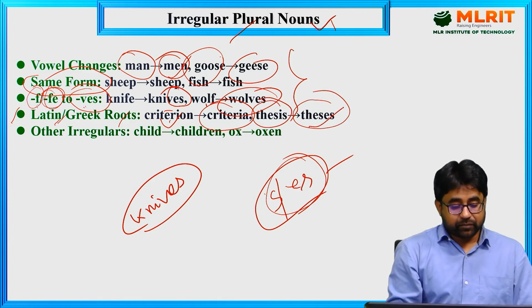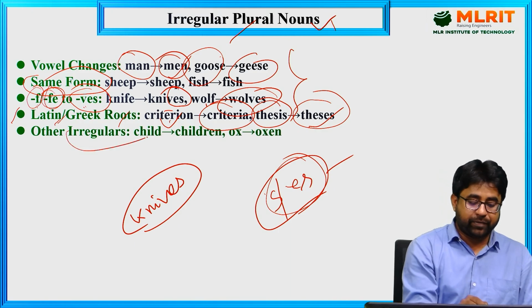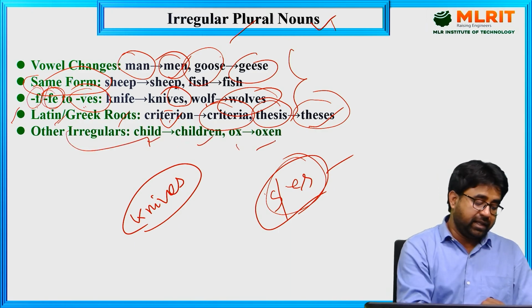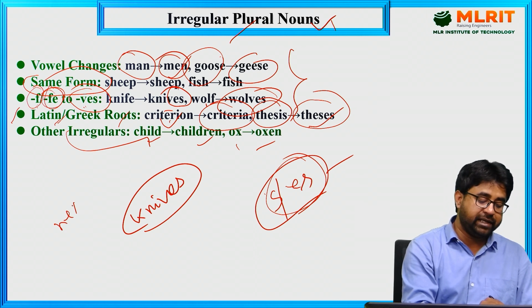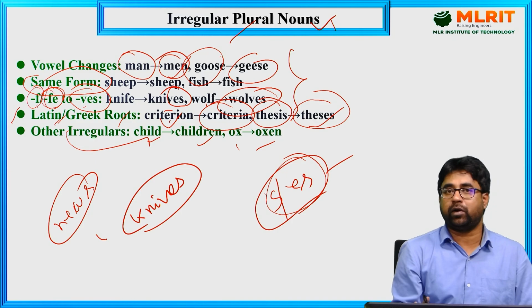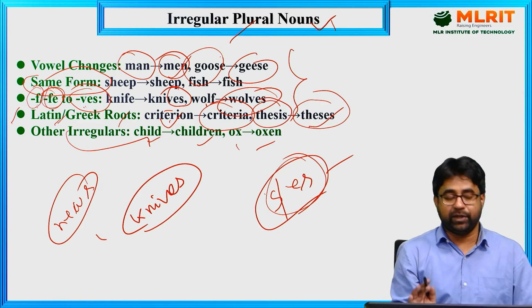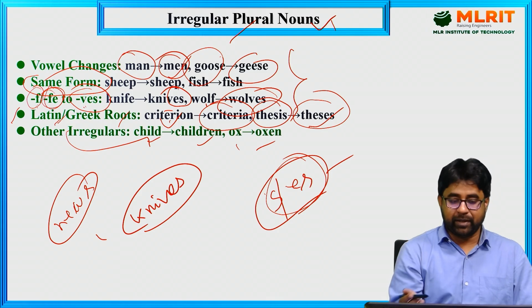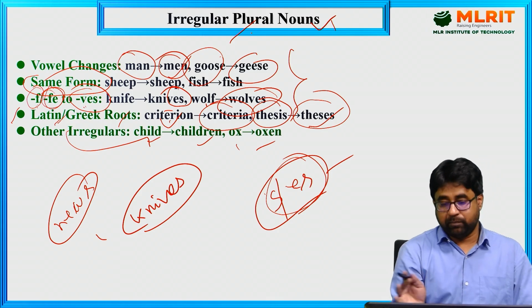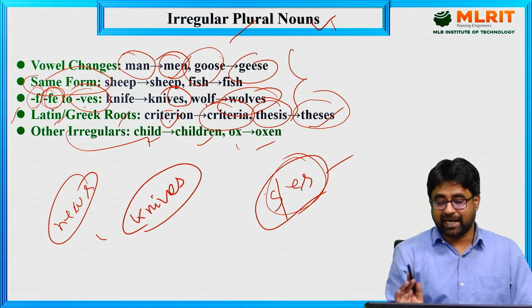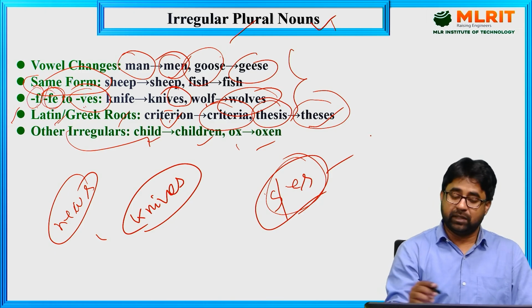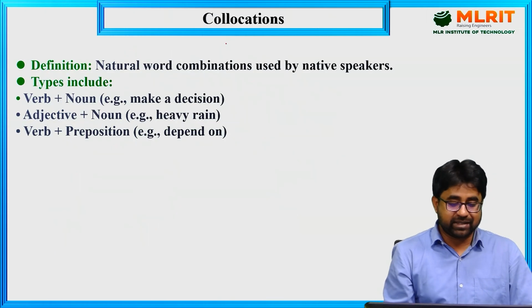Right? Now, there are a few other examples of irregular nouns. Child becomes children, ox becomes oxen. There are certain things, like news for information, they don't have any plural form. They are always considered as singular only. So these are the things that we need to remember in order to avoid common errors in terms of plural nouns. Fine. So that is the second area. We are done with the first thing, wrong parallelism, and then irregular plural noun. Now let's see the next one, collocation.